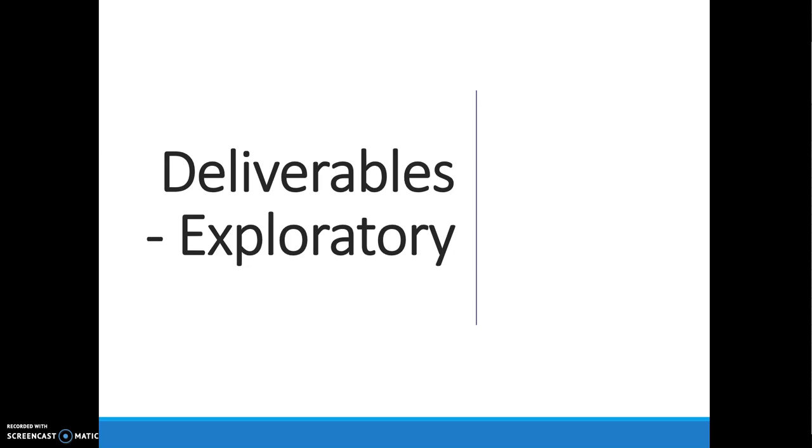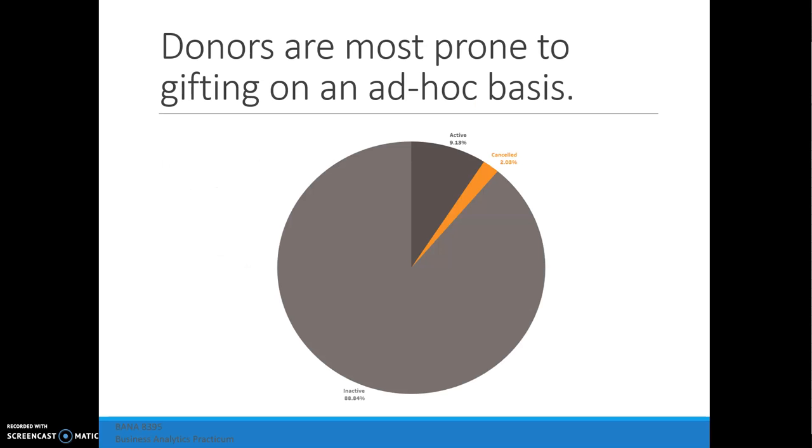First, we'll take a look at the exploratory data visualizations that helped us gain some insights. So first, I wanted to know a little bit more about who was donating. So in the analysis, it was summarized that donors are most prone to gifting on an ad hoc basis. So only 9.13% of donors had an active recurring monthly profile.